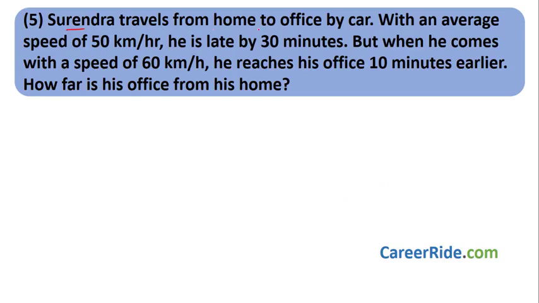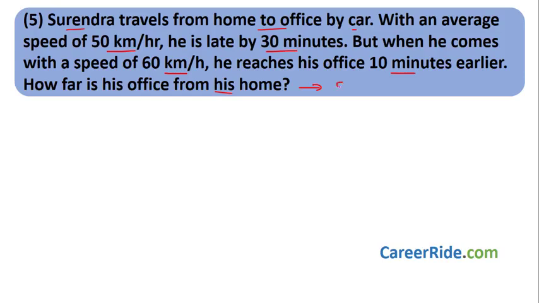Surendra travels from home to office by car. With an average speed of 50 km per hour, he is late by 30 minutes. But when he comes with a speed of 60 km per hour, he reaches his office 10 minutes earlier. How far is his office from his home?